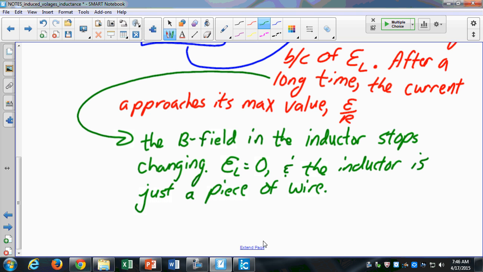Alright, so after a long time, that inductor is just a piece of wire. It's just a piece of wire that's coiled up into a solenoid. But after a long time, because that current is no longer changing, and the magnetic flux is no longer changing, the EMF goes to 0 for the inductor. And then it's just like a normal circuit with just a resistor and a battery.